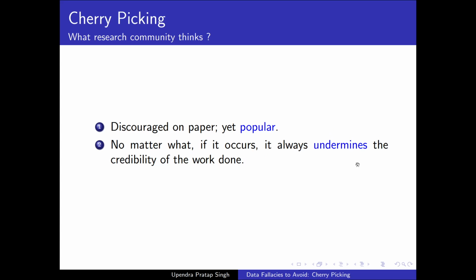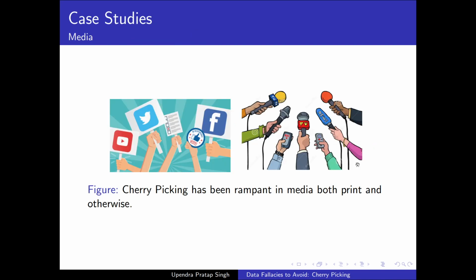So what does the research community think about cherry picking? I must say that on paper it is discouraged, yet it is popular in the research community. In most cases it is unintentional, but in some cases it can also be intentional. And irrespective of what it is, it always has the potential to undermine the credibility of the work done. So these are some case studies that pertain to cherry picking.